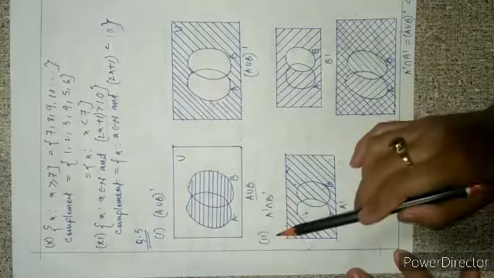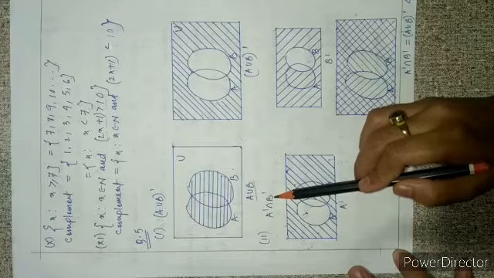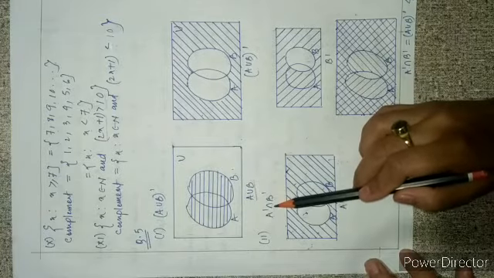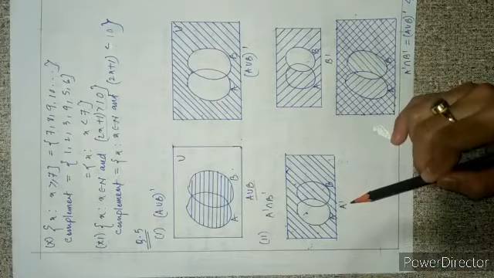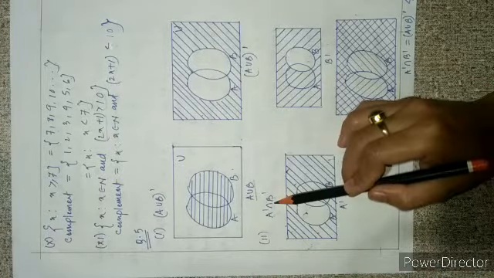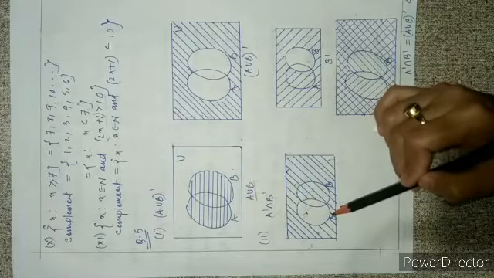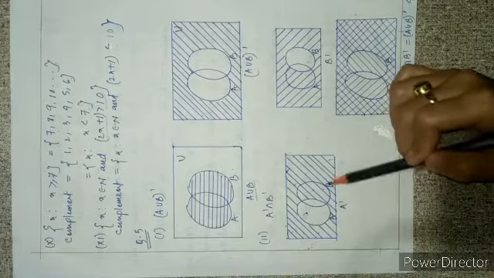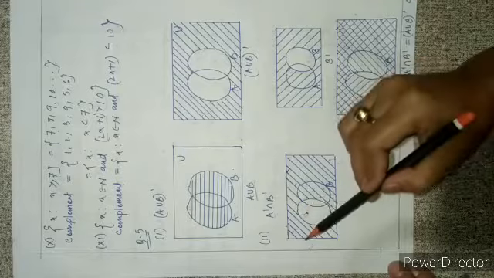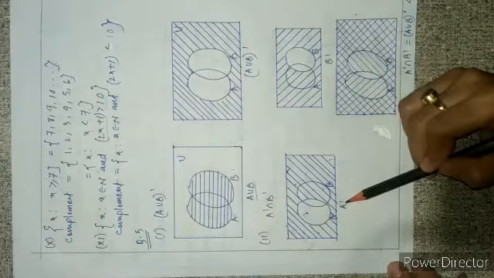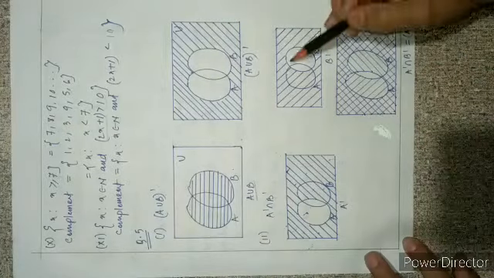And for Roman number 2, represent A dash intersection B dash in a Venn diagram. First draw any two circles representing set A and set B, and draw A dash. A dash means complement of set A, and this shaded portion represents the complement of set A. Then B dash, and this shaded portion represents B dash.